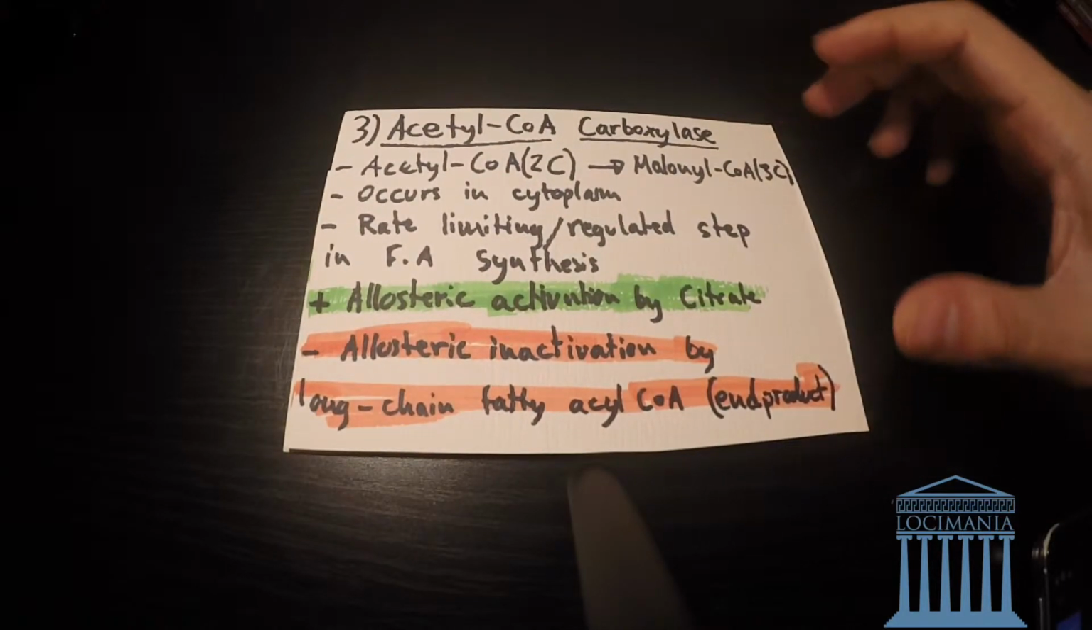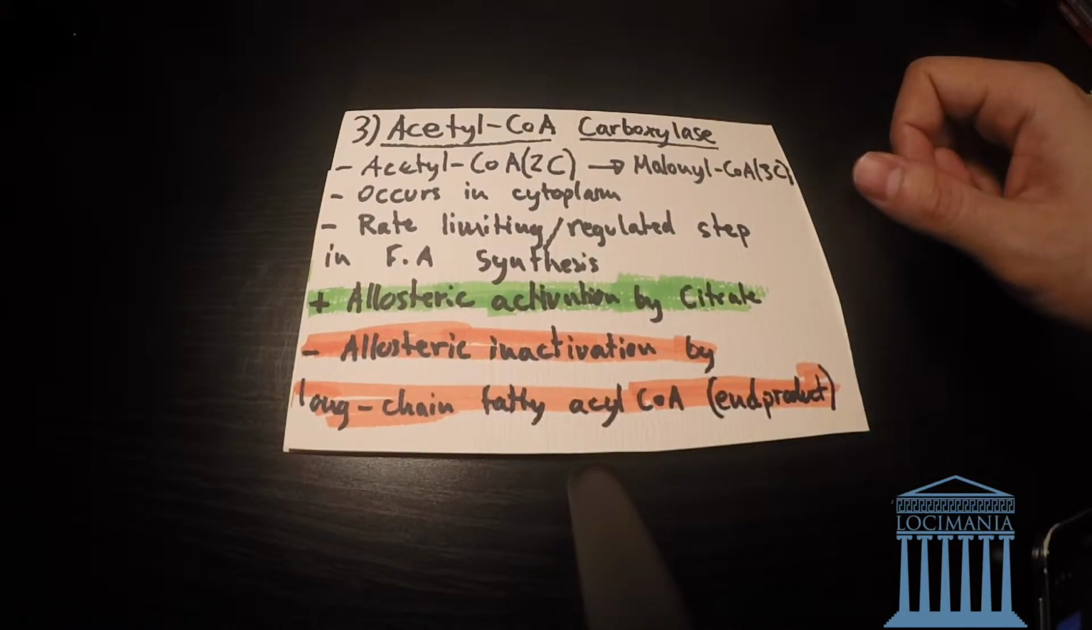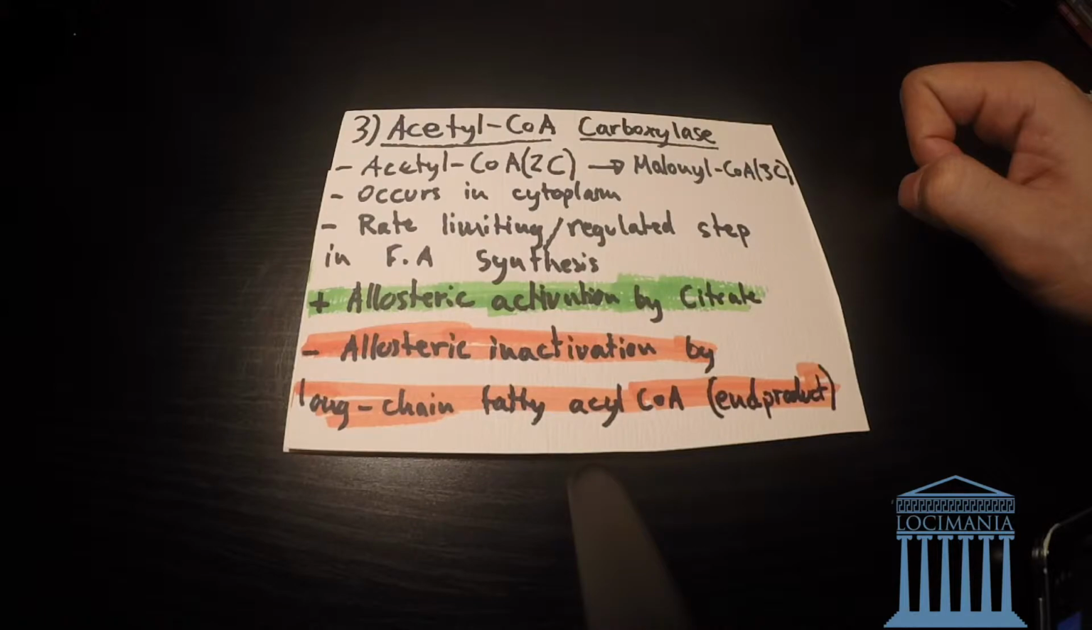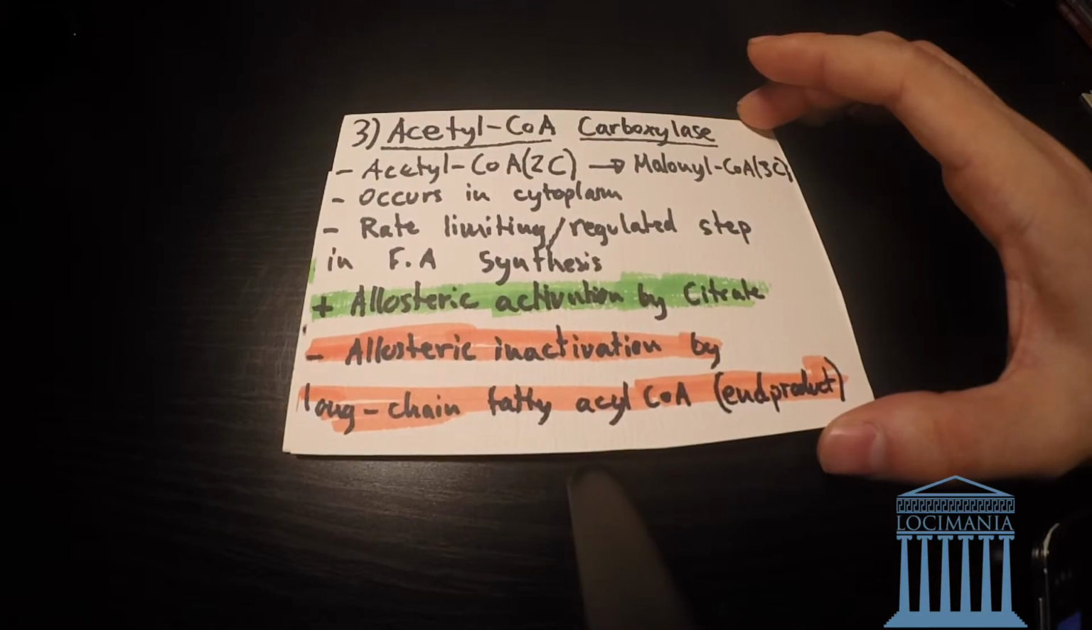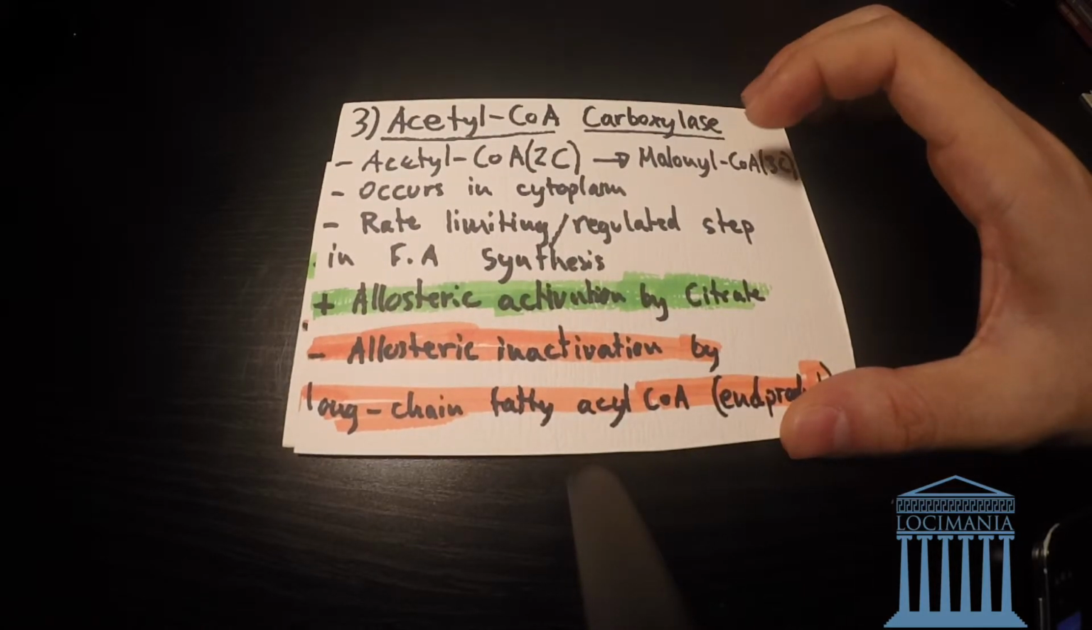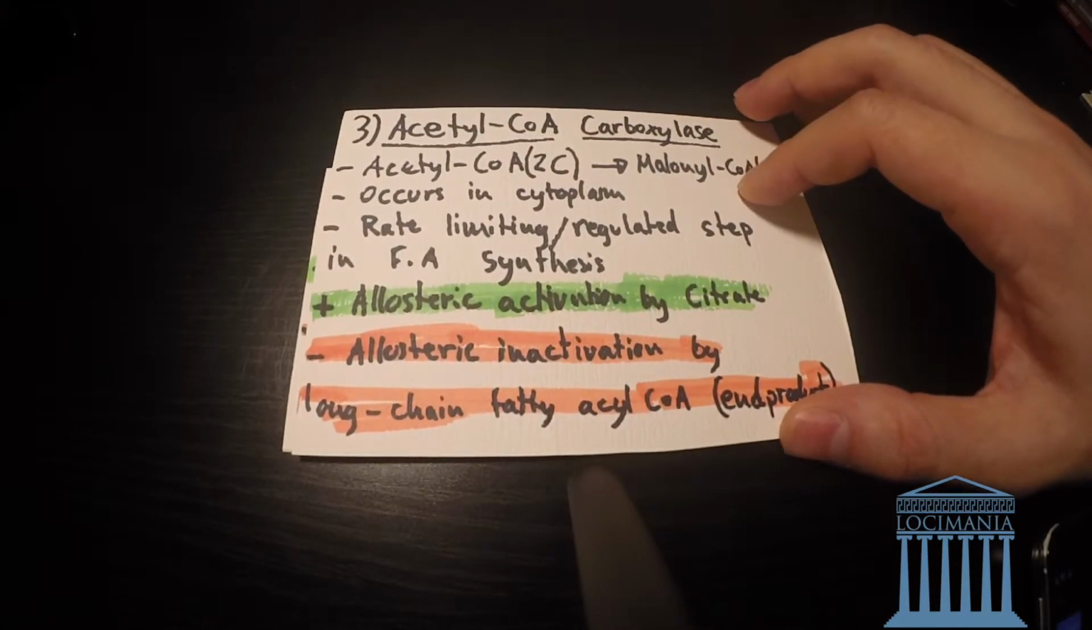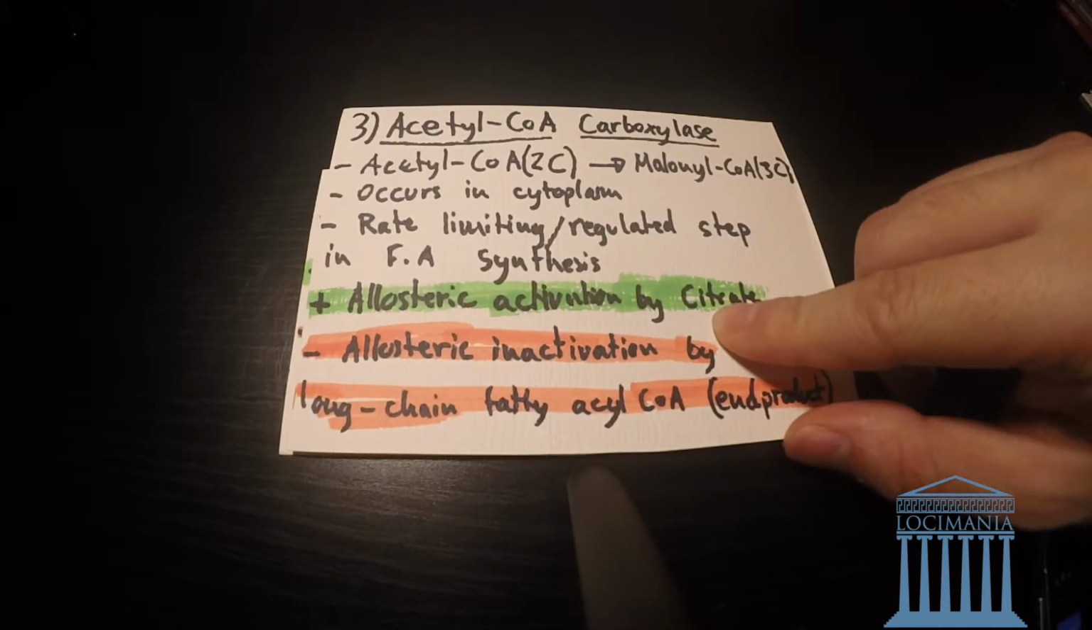The last one is Acetyl-CoA carboxylase. Acetyl-CoA, a 2-carbon, is converted to malonyl-CoA, a 3-carbon. This occurs in the cytoplasm, and it is the rate-limiting and regulated step in fatty acid synthesis. It is allosterically activated by citrate and allosterically inactivated by long-chain fatty acyl-CoA, which is the end product.